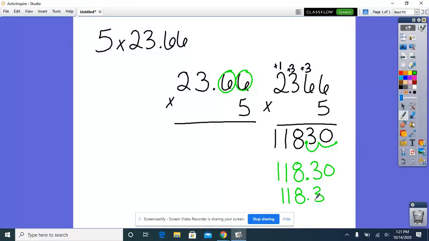So you guys are going to do page 249, 2 through 16. Some of them are already stacked for you, and some of them are not. So you'll probably need an extra piece of paper to work these out.